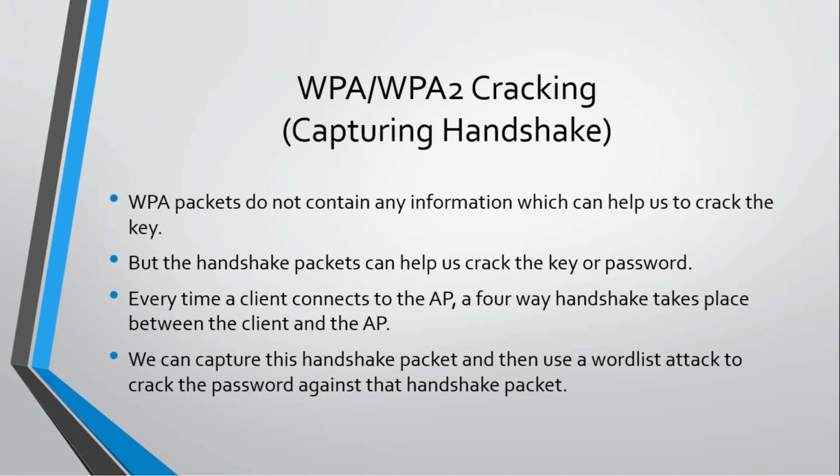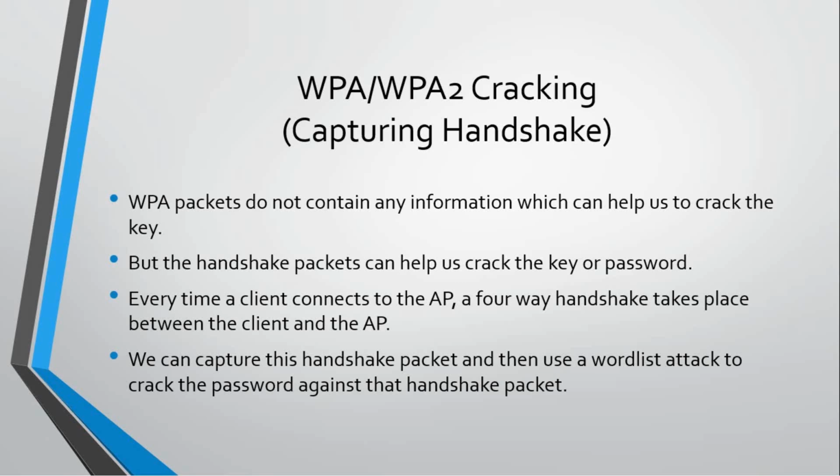Even if you are trying to connect to the AP and you are not giving it the right key, the handshake still occurs. It won't be a full four-way handshake, but it will still be occurring, and the handshake packets will be flowing between the device and the router. So we can capture those handshake packets, and then we can run a word list attack against those packets to crack the key.